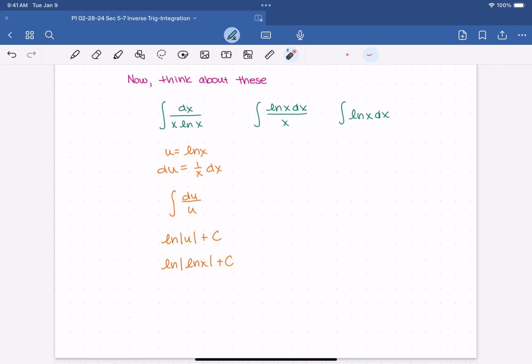Look at the second one. The second one's the same thing. If we look at part of the problem, we can see its derivative elsewhere in the problem. It's still a u-sub problem. If we let u equal natural log of x, du is 1 over x dx. And so this would become the integral of u du, which is 1/2 u squared plus c, which would be 1/2 natural log of x squared plus c.